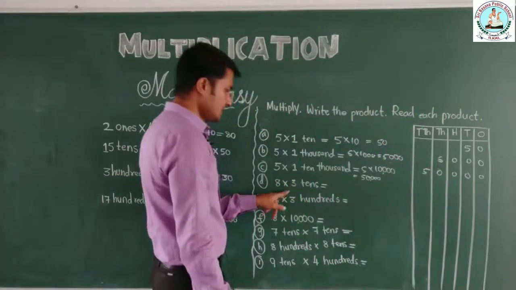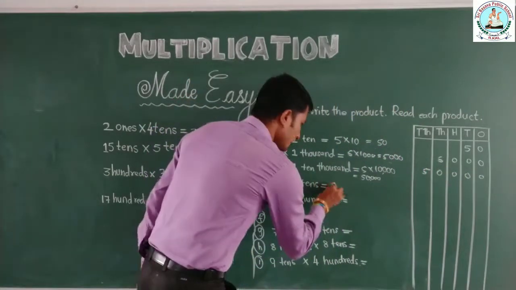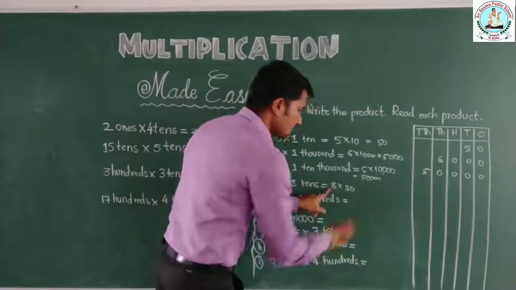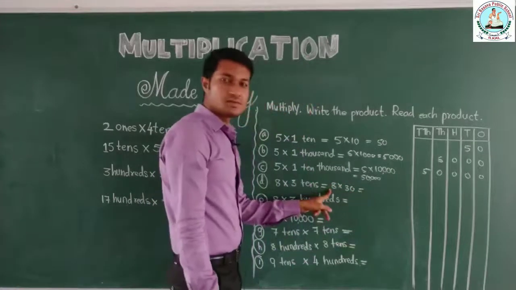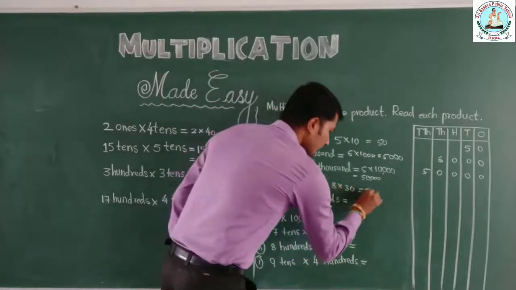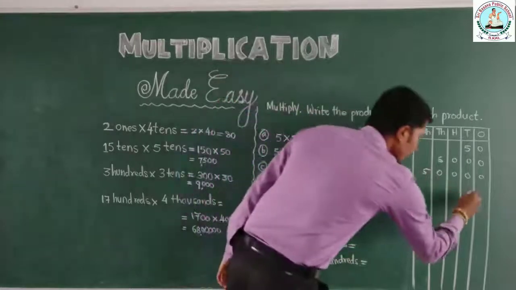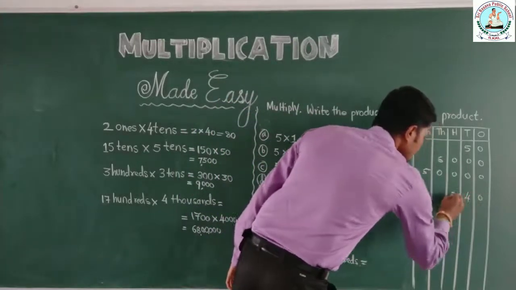Next, come to this. 8 times 3 tens. 8 as it is, times 3 tens, means how much? It is 30. So how do you multiply this? Multiply non-zero digits only. 8 times 3 will be 24, and write 1 zero in your product. Then you are done. So how do you write 240? Very simple. It is 240.